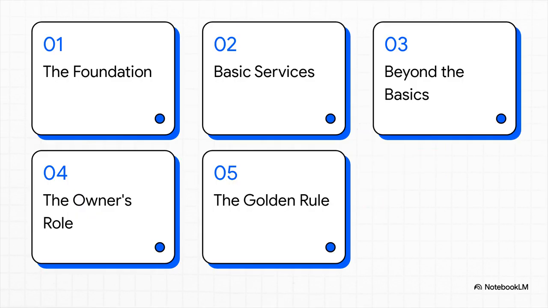All right, here's the game plan. First up, we'll touch on the industry standards that act as the foundation. Then we'll dig into the real meat of the deal, what we call basic services. After that, we'll check out the a la carte menu of extra services you can tack on. And hey, it's a two-way street, so we'll look at the owner's role too. And we'll wrap it all up with the one golden rule you've just got to remember.